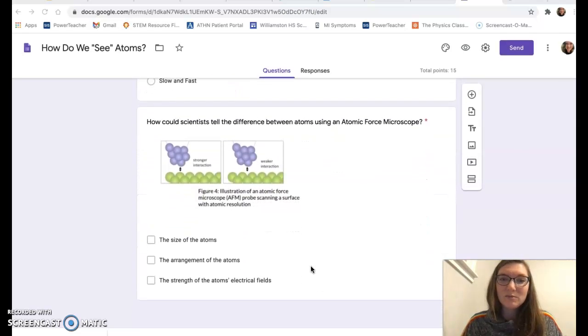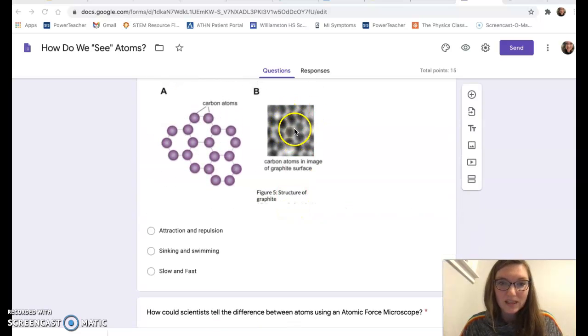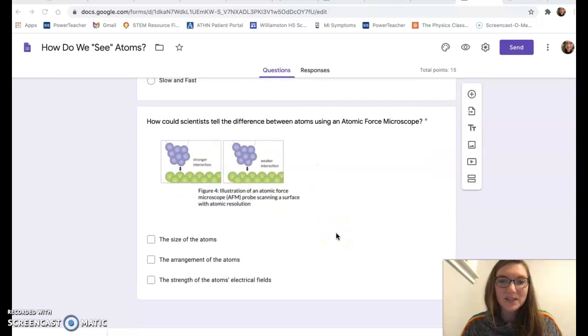How could scientists tell the difference between atoms using an atomic force microscope? And notice again the check boxes, so you could check all 3 of those. They can tell by how big they are, by how they're arranged. You can see in this picture that carbon atoms are arranged in this group of 6. So that's a way of telling. And also the strength of the atom's electrical fields. If it's a bigger atom with more electrons and more protons in it, it's going to have a stronger electric field, potentially. So those are good things to know. And that's it.